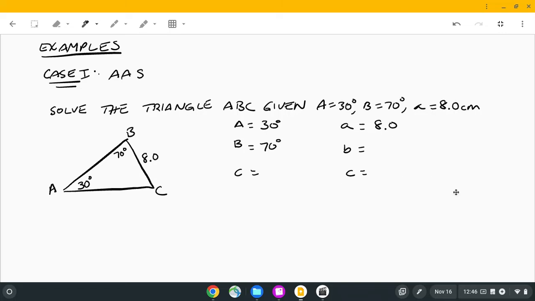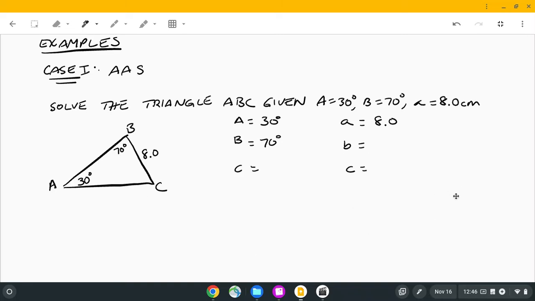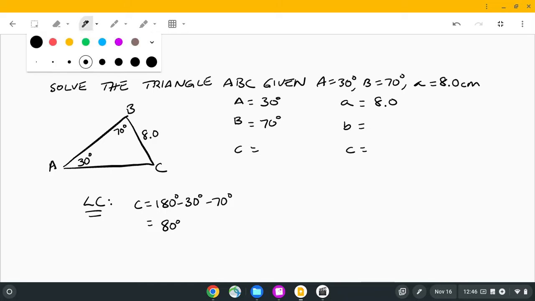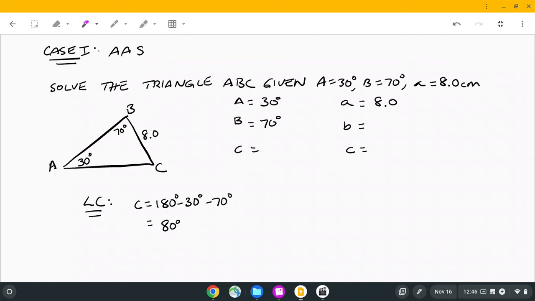And here, we could see that we could easily solve for angle C. We can use the fact that C is equal to 180 degrees minus 30 degrees minus 70 degrees. Therefore, C equals 80. Okay, so let's go ahead and put that in. And so now we just need to find lowercase b and lowercase c.